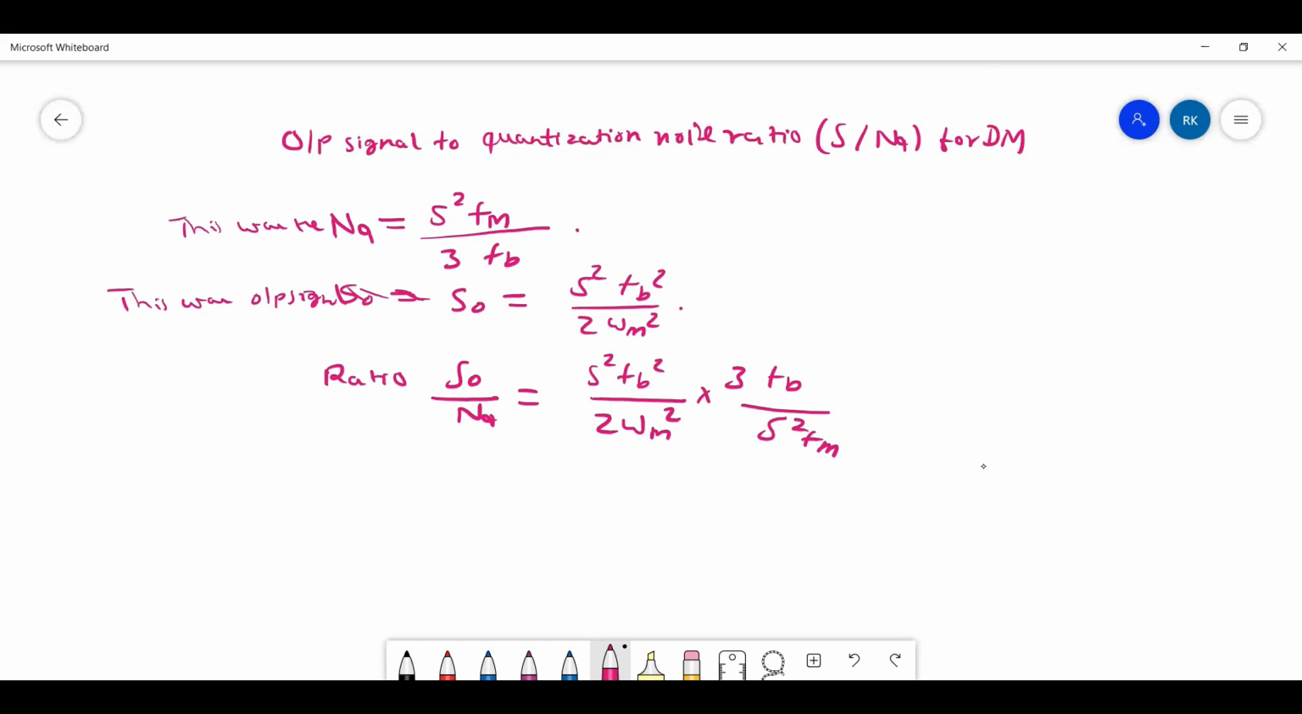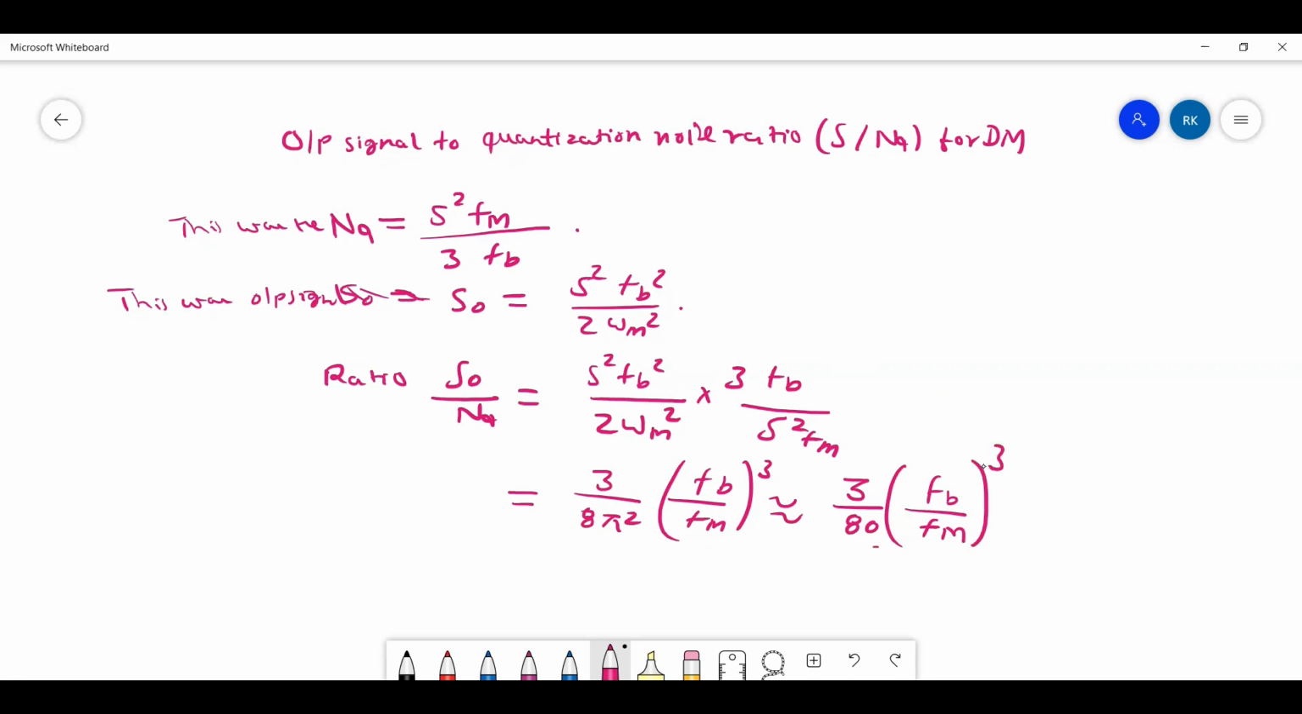So this fb multiplied with fb square becomes fb cube, and this s square gets cancelled out. We have 3 upon 8 pi square, because omega m is 2 pi fm, and fb here and fm here and whole cube here. Which is roughly equal to 3 upon 80 into fb upon fm whole cube. So this is typical output signal to quantization noise ratio for a delta modulation system.